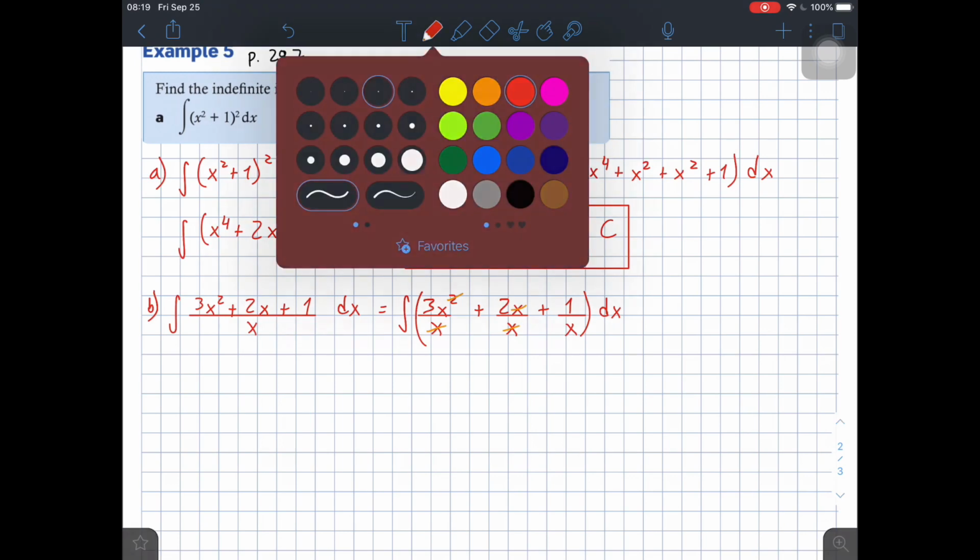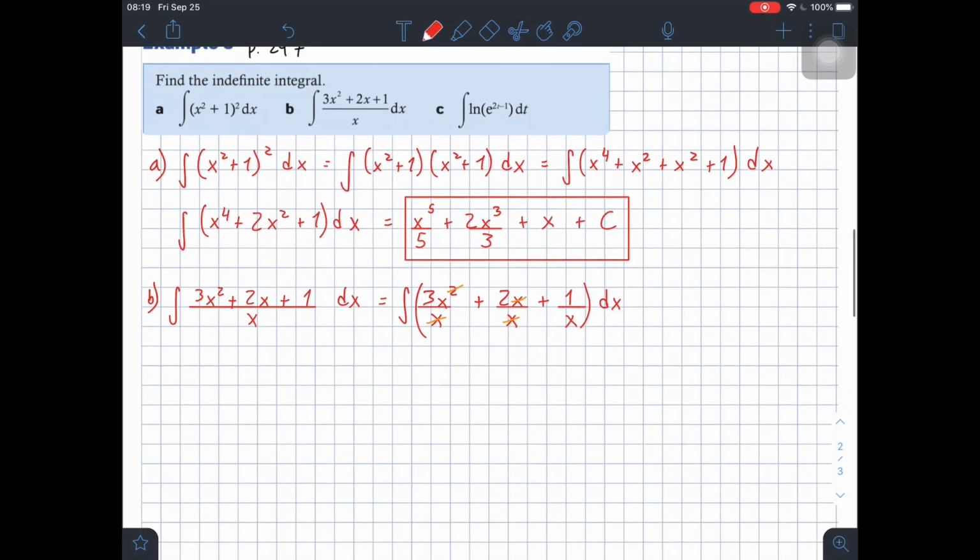So I'm going to find the integral now. The integral, if I simplify this, would be the integral of 3x plus 2 plus 1 over x dx. This is the expression that I need to integrate, right? And I already know how to integrate this.